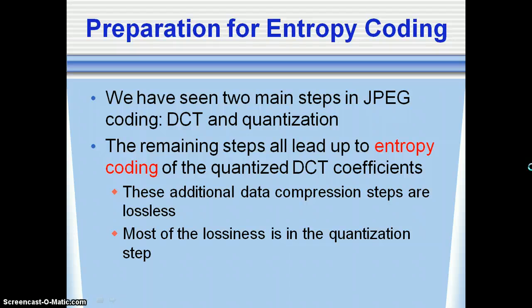Preparation for entropy coding. We have seen two main steps in JPEG coding, which are DCT and quantization. The remaining steps all lead up to the entropy coding of the quantized DCT coefficients. These additional data compression steps are lossless. Much of the lossiness is in the quantization step.